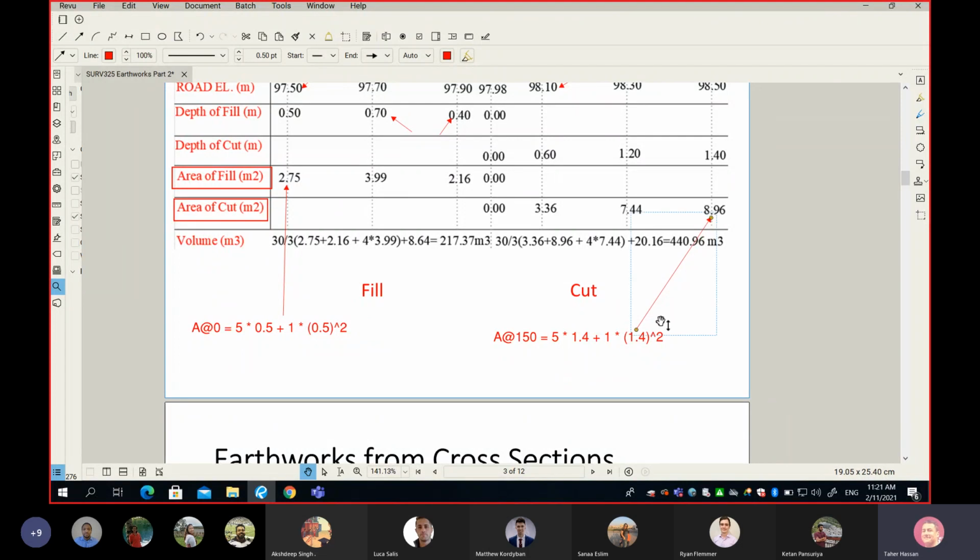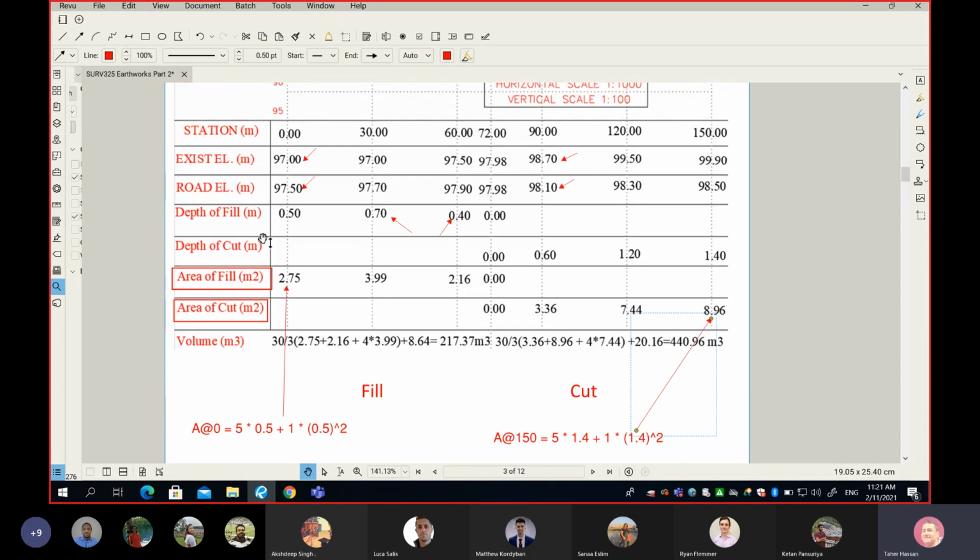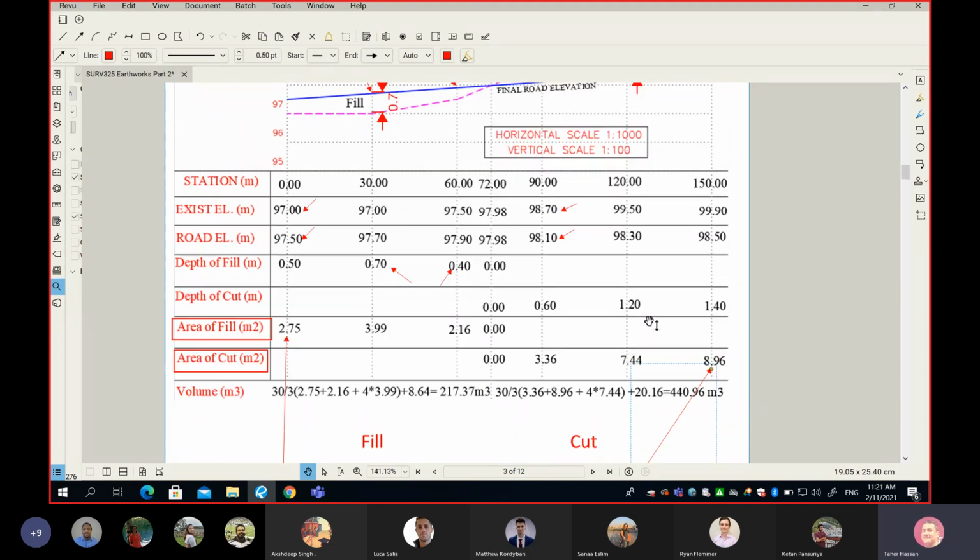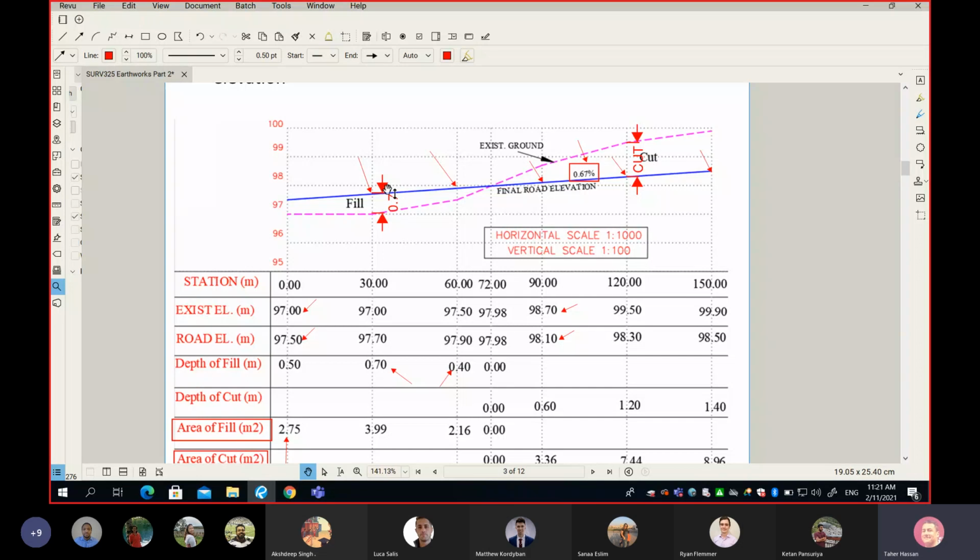Now, I know that we're very close to the final calculation for the cut and fill volume. So far, what we've done is we estimated the depth of cut, depth of fill, and then cross-section area of cut and cross-section area of fill. To proceed, there is a very important point, which is: where is the transition?